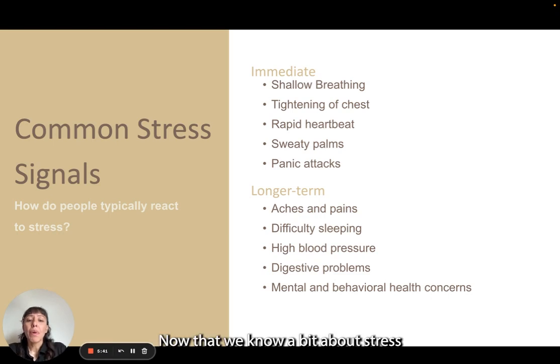Now that we know a bit about stress and stressors, let's see how individuals typically tend to react to stress. We have immediate bodily cues at the top, and these include things such as shallow breathing, tightening of the chest, rapid heartbeats, and maybe even panic attacks. Some longer term symptoms of stress include chronic aches and pains, high blood pressure, and even behavioral and mental health concerns such as substance abuse and depression or anxiety.